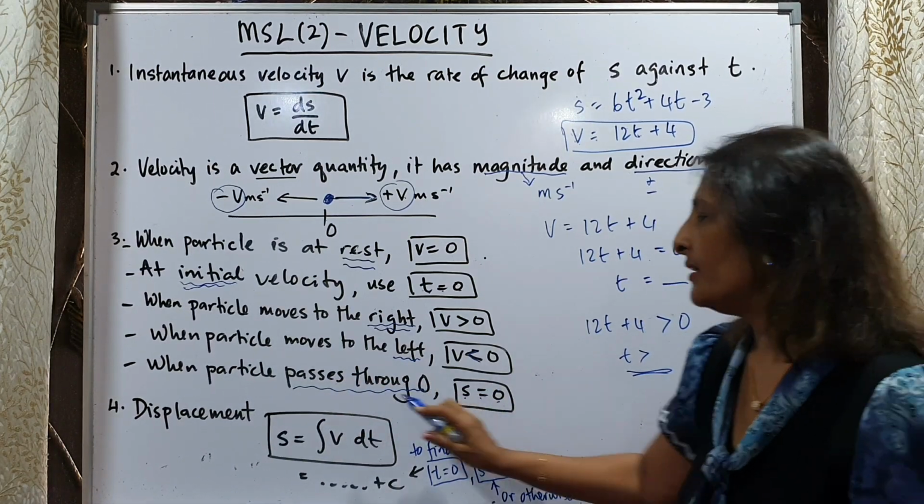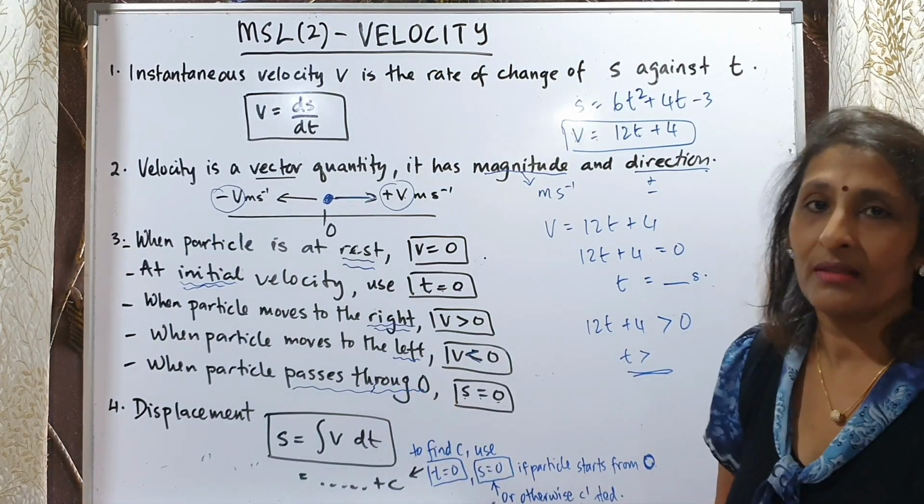Then when you see the particle passes through O again, when it passes through O, we use s equals 0. This one we have already learned in displacement as well, so it's the same thing.